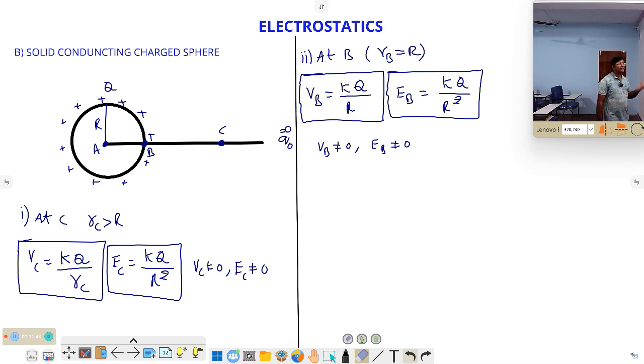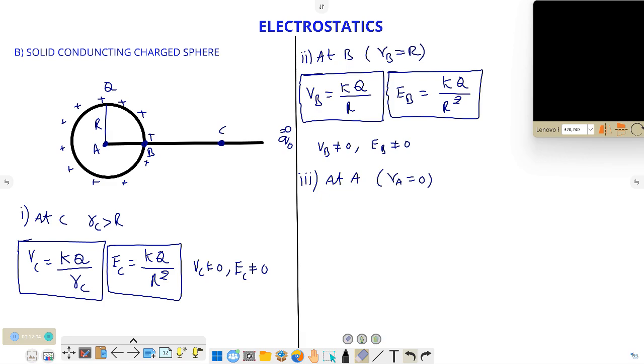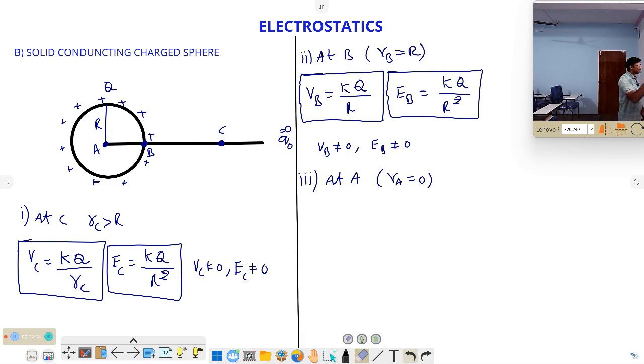Now come to the third point, A, which is inside the sphere, that is R_A is equal to 0. In the case of the hollow sphere there are no charges inside, but this is a solid sphere. A solid sphere contains many charges, not only on the surface but inside also. That is important to understand. This is a conducting sphere, so we have charges inside.